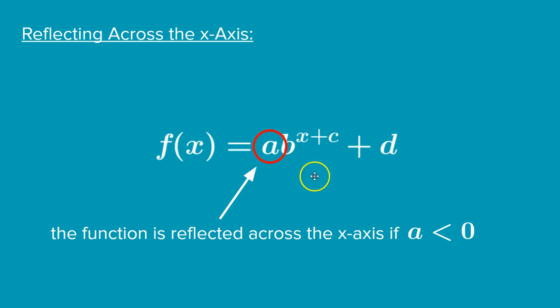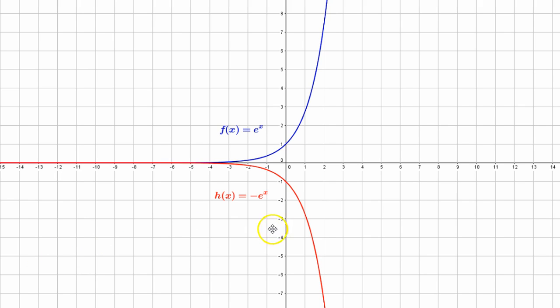Next, the a coefficient also tells us if the graph is reflected. The function is reflected across the x-axis if a is less than 0. If a is positive, then it's not reflected at all. So we can see a reflected function here. We have f of x equals e to the x, our normal base, and then we have h of x equals negative e to the x. And we can see that it's reflected across the x-axis.